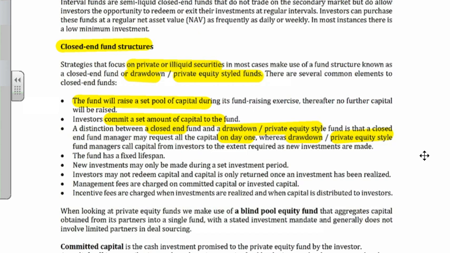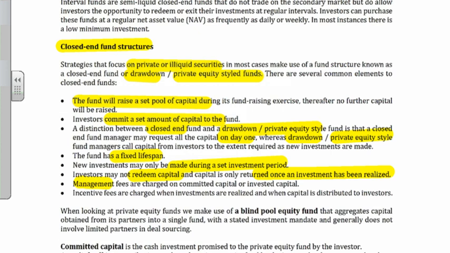That's called the committed capital, and they'll draw down on that amount as they make investments into the fund. Okay, closed-end fund structures have a fixed lifespan. Investments can only be made during a set investment period. Investors may not redeem capital, and capital is only returned once an investment or once the fund has been realized.